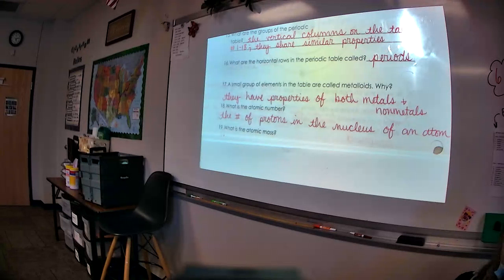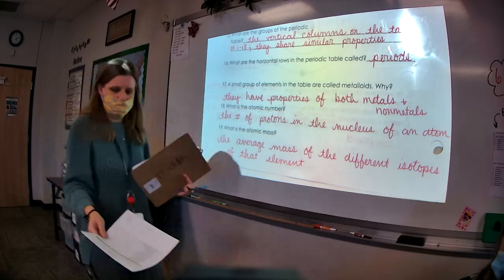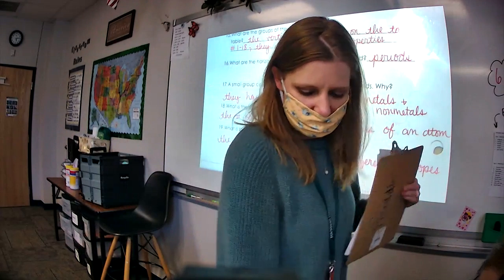Okay, what is the atomic mass? Jacob? Basically, yes. It's the average mass of the different isotopes of that element. We know now that isotopes are different kinds of that same element that have more or less neutrons in the nucleus. Now, some elements can exist as different isotopes. Aluminum may have 5 or 6 different types of isotopes that exist, but if that's the case, to find the atomic mass, we take the average of all those isotopes.